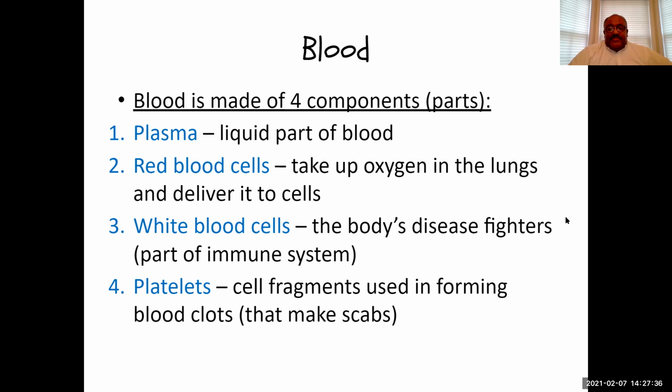White blood cells are the body's disease fighters. They're both good and bad. So in the immune response, when something is found to be foreign in the body, it's attacked by white blood cells. They're like the infantry soldiers, the frontline troops that go in and deal with it.